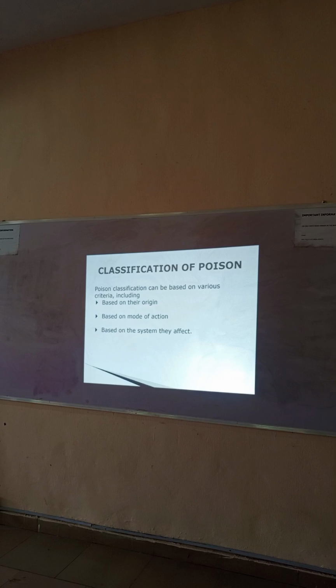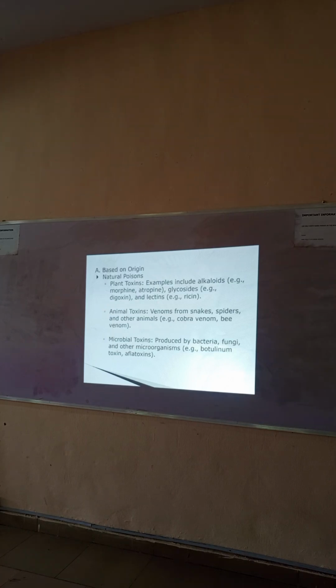I'm going to be talking about classification of poison. Poison classification can be based on various criteria. We have based on the origin, based on the mode of action, and based on the systems it affects. Talking about the classification based on origin, we have natural poisons, and from the word natural, we understand what it means: that it is not artificially made or synthetically produced.